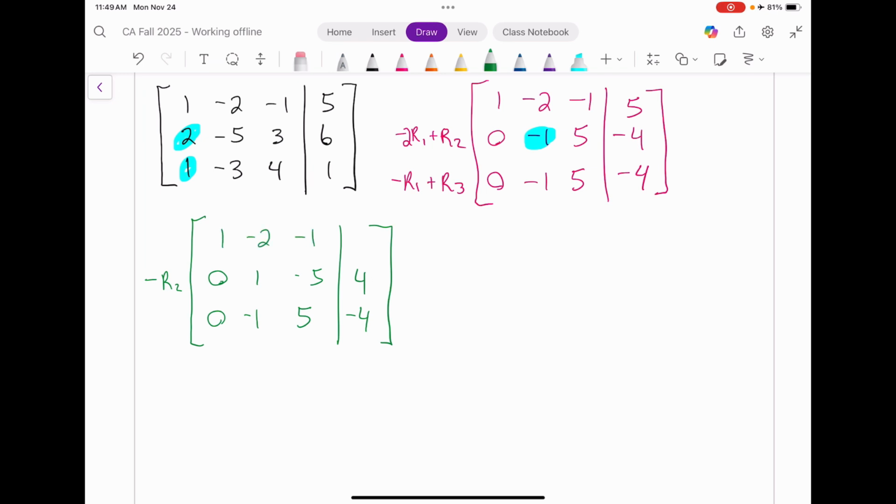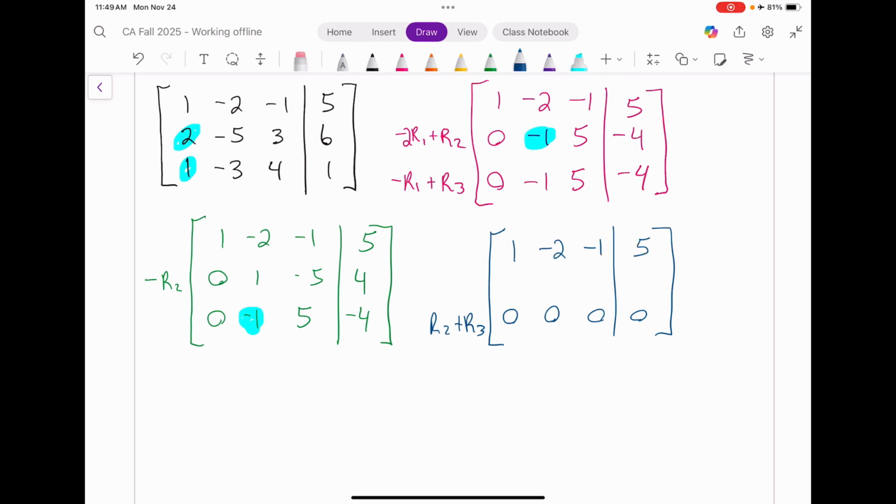The next thing will be to get the 0 underneath that 1, so in column 2. And if we just add row 2 and row 3 together, we can get this to happen. So row 2 plus row 3, we'll get 0, 0, 0, 0. So this indicates there's an infinite number of solutions. So this system is dependent on these top two rows.